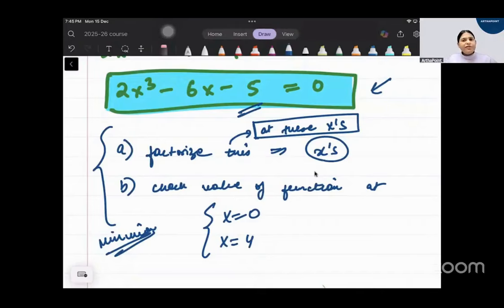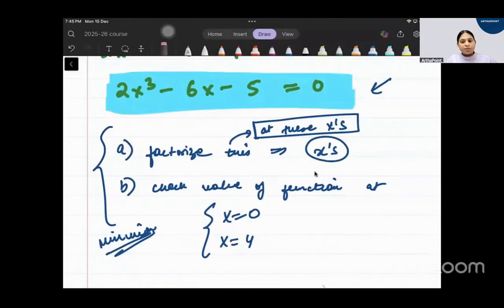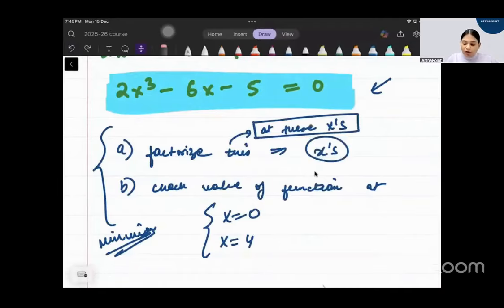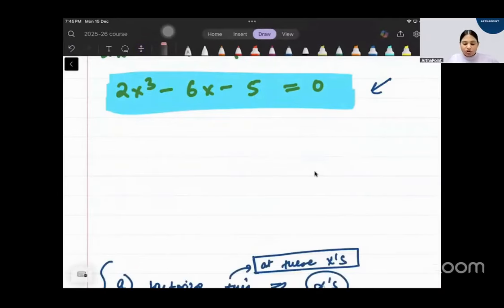You can double differentiate, but that will only check whether it's a maxima or minima, right? But you still have to find those x's. And all of you know how to find those x's, right? So how do you find that? Have a look once. You can take 2 common and here x cube minus 6/2 x minus 5/2 equal to 0.